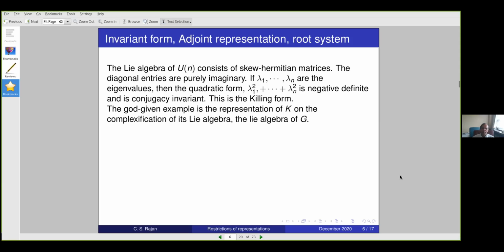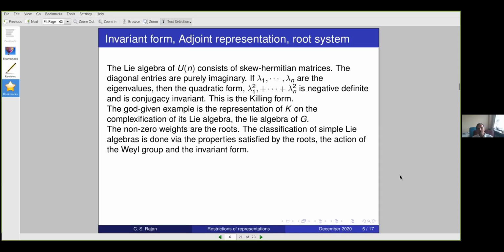Now, what is the first main example which one has? The real thing is the representation of K on the adjoint representation, that is, on the complexification of its Lie algebra, the Lie algebra of the complexified group G. So the weights which occur in this are called the roots, and the classification of simple Lie algebras is done by other properties satisfied by the roots, the action of the Weyl group, and the invariant form.